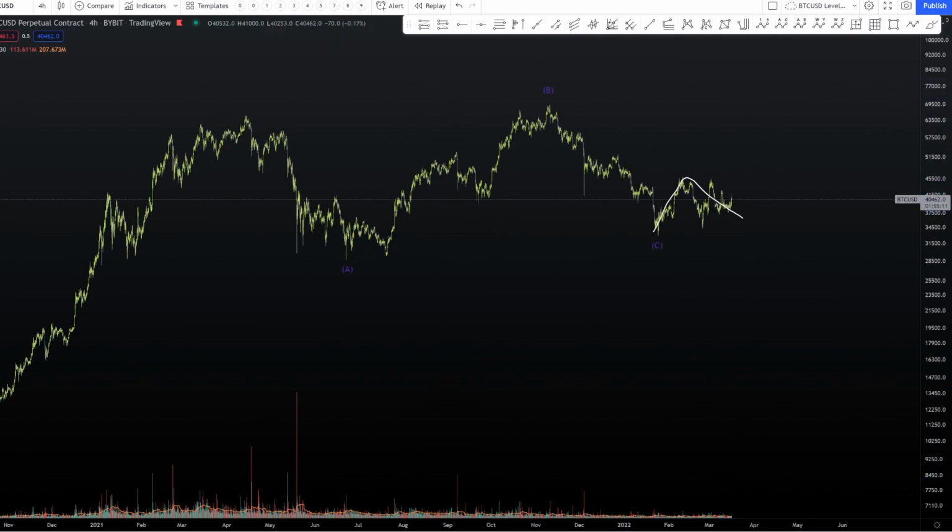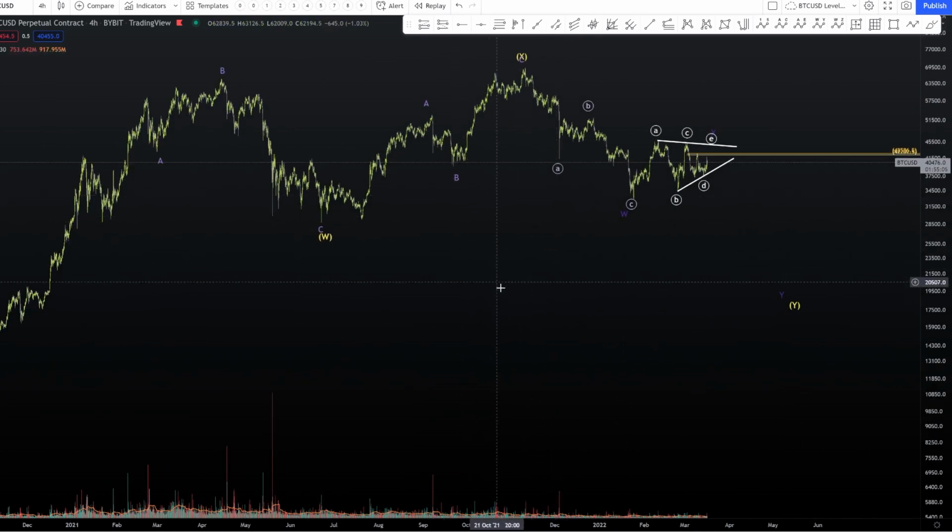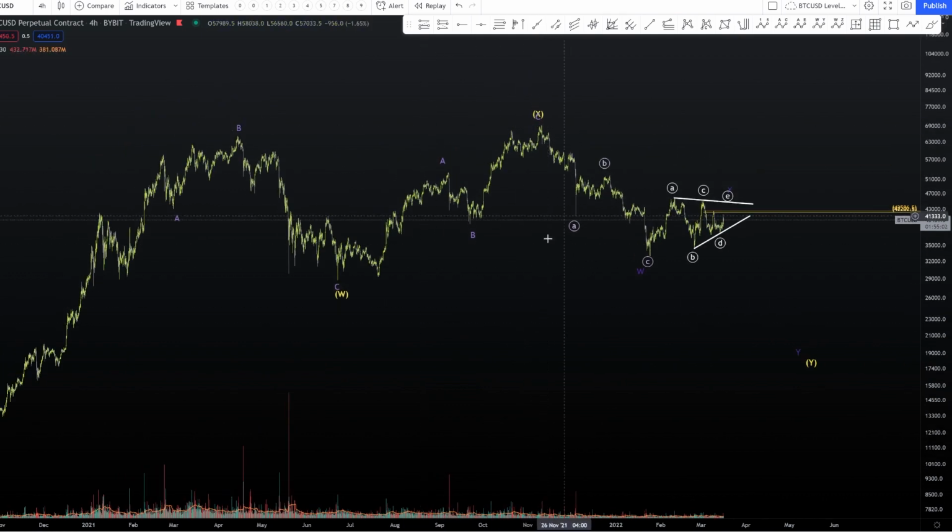So let's go into the next count. Let's go into the counts that I actually think are the most likely. And the first one will be the WXY. So I really have 2 counts I want to show you guys today. This would be the bearish count. The bullish count would be the triangle, which would be the running triangle, which I'll show you guys after this one.